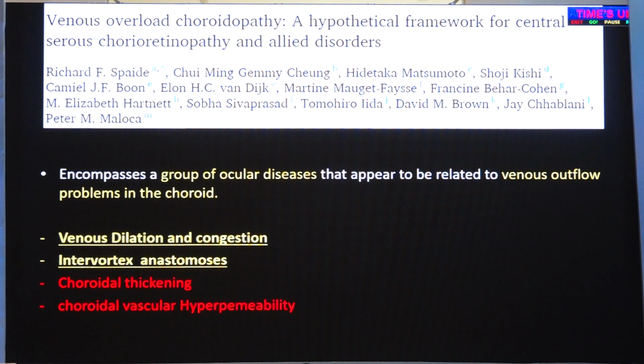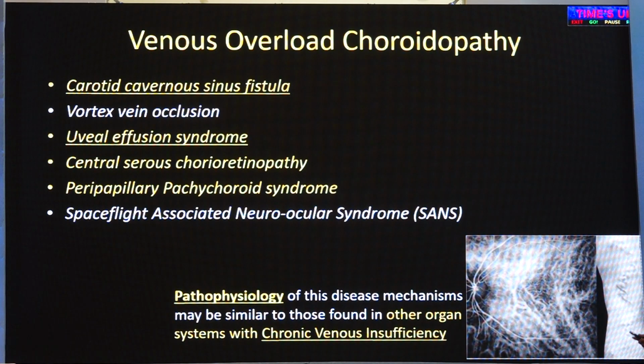So of late, now there's a new group of diseases wherein it is common to have intervortex anastomosis, choroidal venous congestion, dilated outer choroidal veins and choroidal vascular hyperpermeability with choroidal thickening. Along with CSC and peripapillary pachychoroid, it can be uveal effusion syndrome and carotid cavernous fistula as well, belonging to this spectrum of diseases.